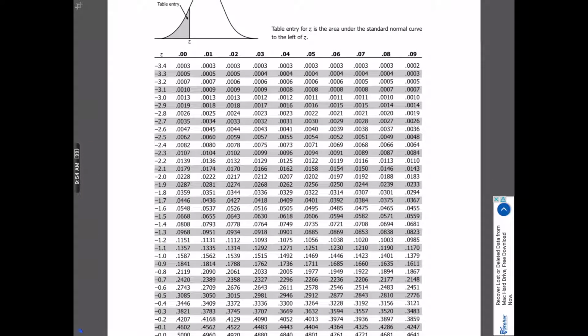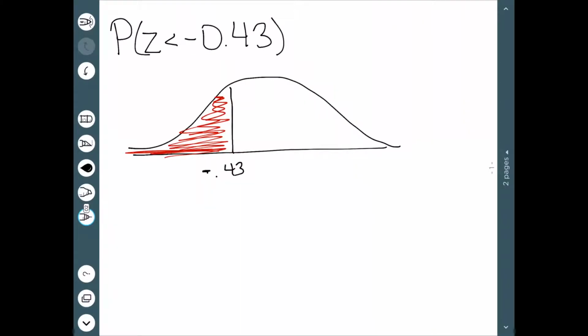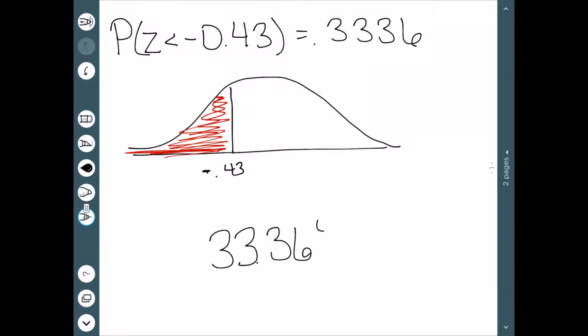Here's our z-table. Along the first column, we'll look up negative 0.4, and then move over to 3 to get 0.3336. So the probability is just 0.3336. A lot of times when you're seeing probabilities rather than areas, you'll see these written as percentages. But ultimately it can be done as either a decimal or a percentage.